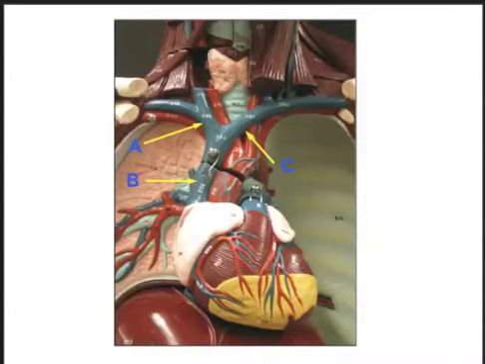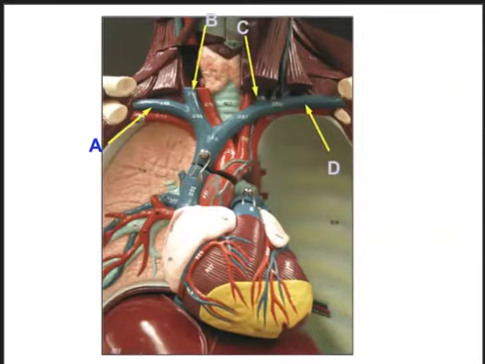Okay. Next up, we have a view of the upper thoracic and cervical region on the brown torso. A is indicating the right brachiocephalic vein, B the superior vena cava, and C the left brachiocephalic vein. Another view, some more vessels. A is indicating the right subclavian vein, B the right internal jugular vein, C the left brachiocephalic, and D the left subclavian.